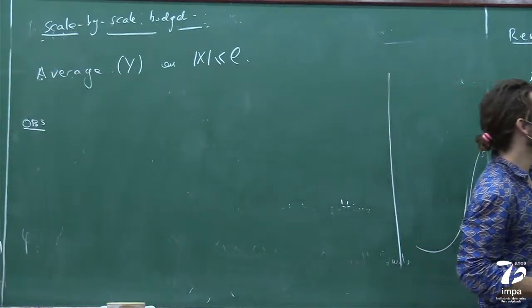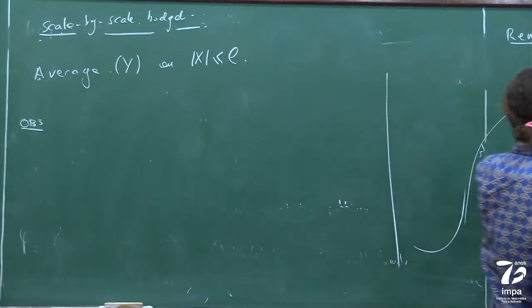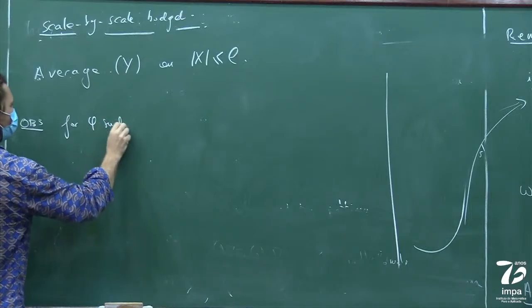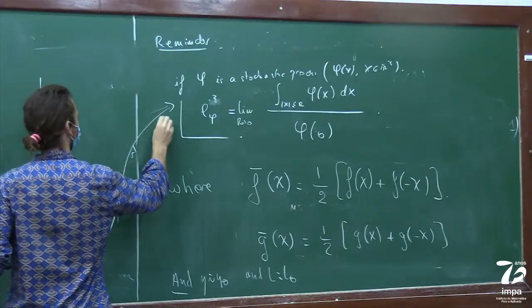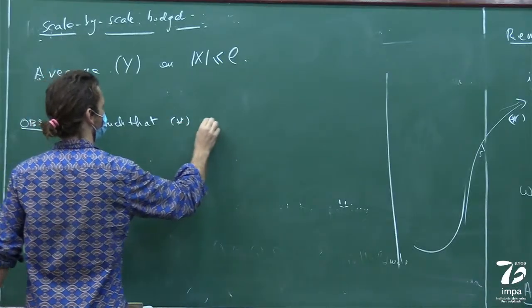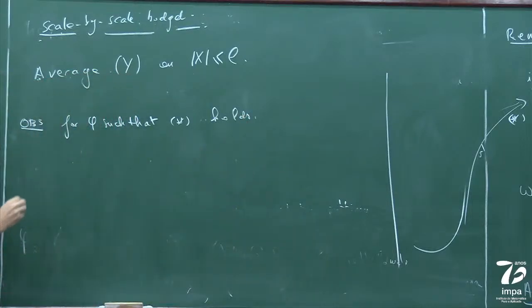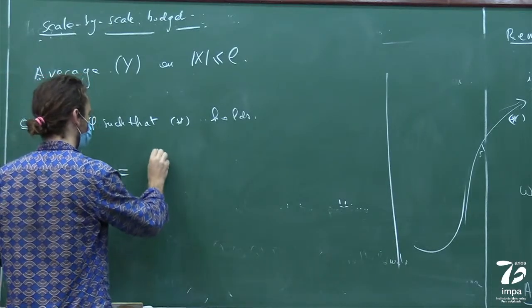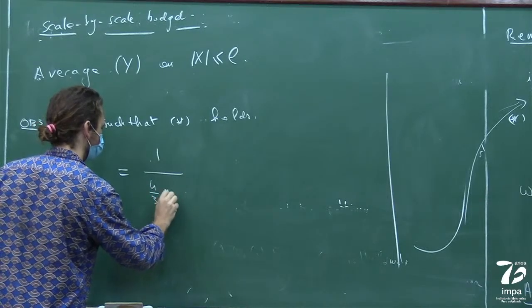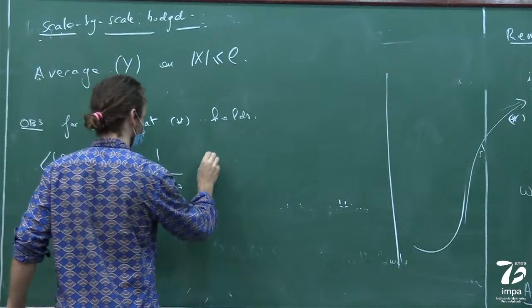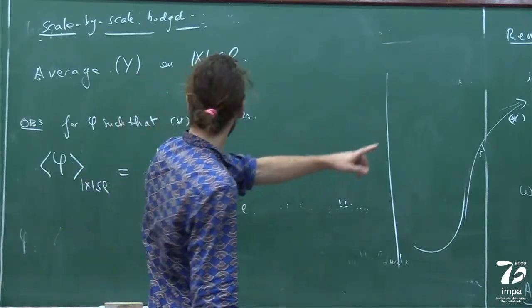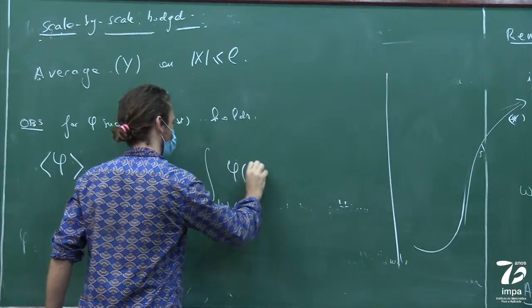Observation: if phi is this kind of stochastic process with a certain length L phi, for phi such that this holds, then the average of phi for x smaller than L is nothing but 1 over 4/3 of pi L cube, times the integral for x smaller than L of phi of x dx.